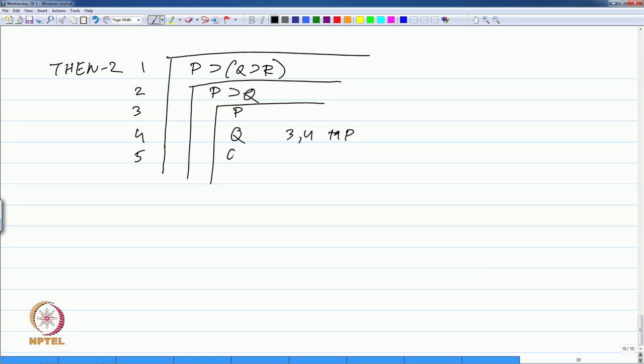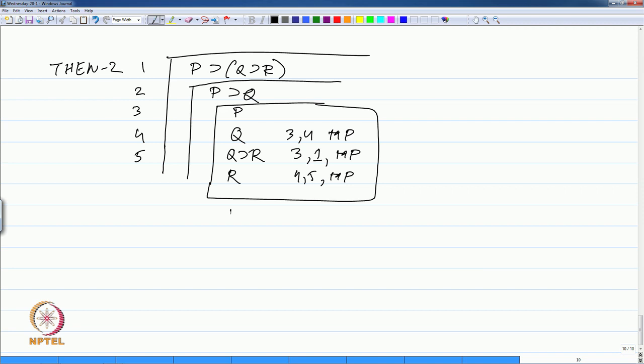then we have Q implies R from 3, 1 modus ponens, and then we have R from 4, 5 modus ponens. Okay. Now, if we close this innermost box, that means we have thrown away the assumption P essentially. So, we can write P implies R.